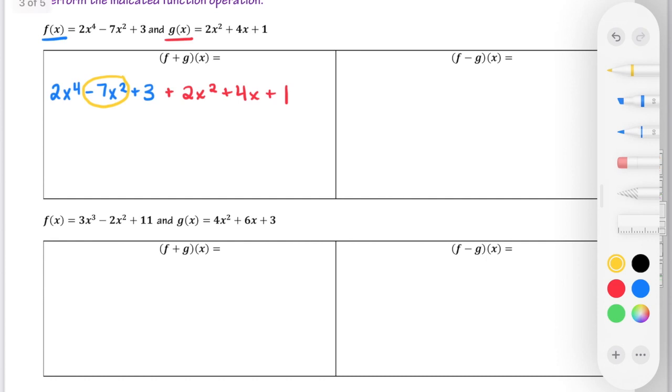Let me circle those again. So the negative 7x squared and the positive 2x squared will get combined. And then the plus 3, I'm seeing if there's any other constant terms to combine with, and I do see the plus 1 at the end I can combine.